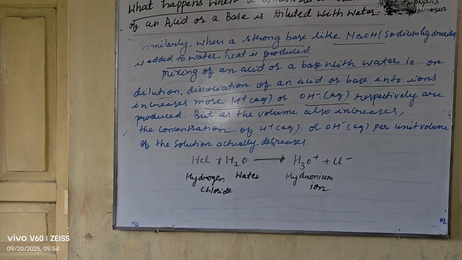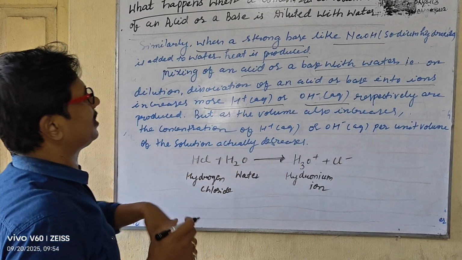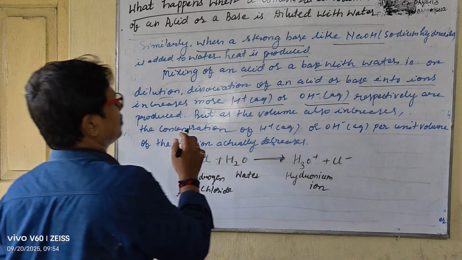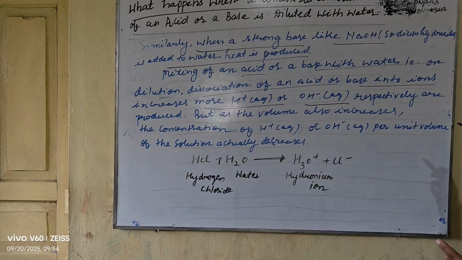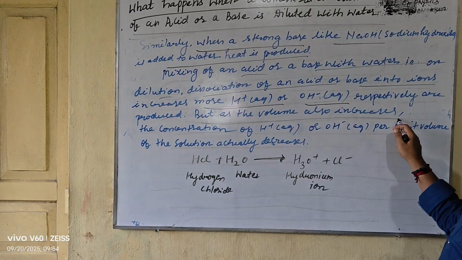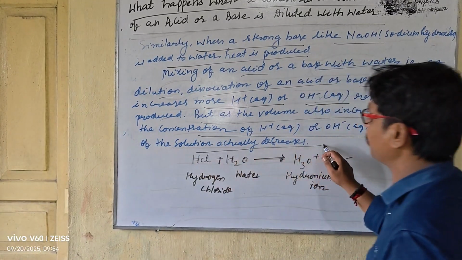Similarly, when a strong base like sodium hydroxide is added to water, heat is produced. On mixing an acid or a base with water, that is on dilution, dissociation of the acid or base into ions increases. More H+ (aq) or OH- (aq) respectively are produced. But as the volume also increases, the concentration of H+ and OH- per unit volume also decreases.